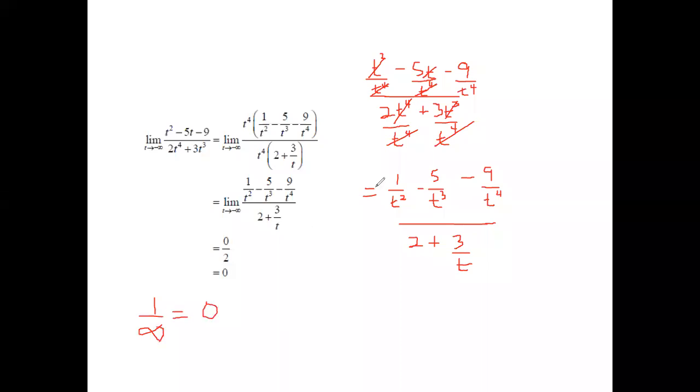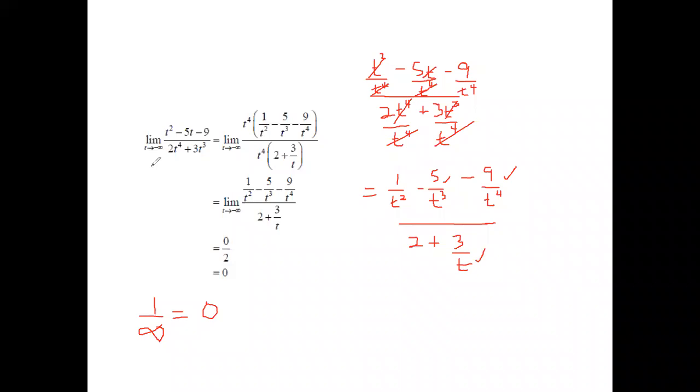Okay, so if we put infinity here, this term will go to 0. If we put infinity here, this will go to 0. If we put infinity here, this will go to 0. So the numerator will be 0. And then if we put infinity here, any number divided by infinity will give us 0. So if we put infinity here, this will also go to 0. So we know the denominator will be 2. So we'll get 0 over 2, which is not an indeterminate form. Okay, so now we are confident that this reduced form will give us the answer.